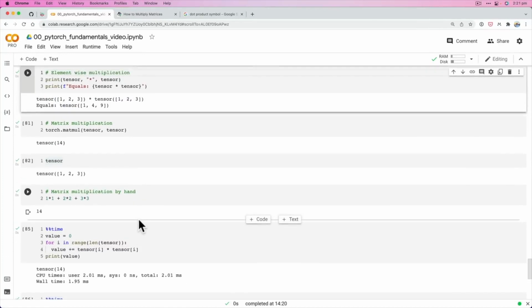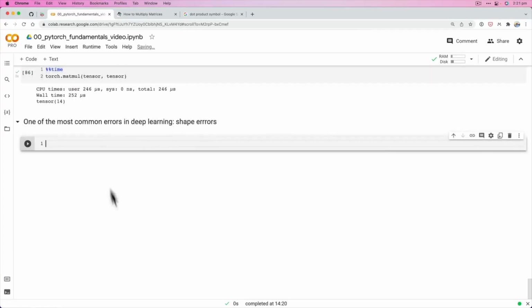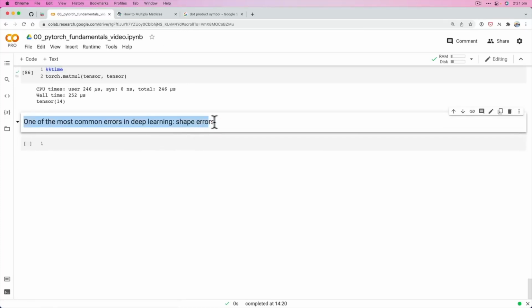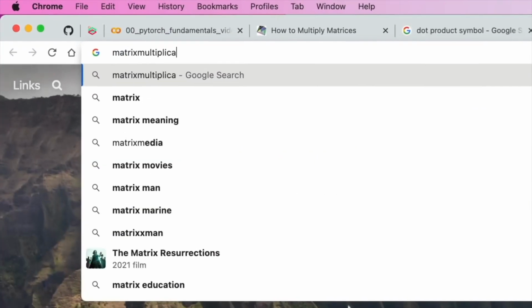So now let's create a little bit more of a specific example. We'll create two tensors. Actually, to prevent this video from being too long, we'll go on with one of the most common errors in deep learning, shape errors. We've just seen it, but I'm going to get a little bit more specific with that shape error in the next video. Before we do that, have a look at matrix multiplication.